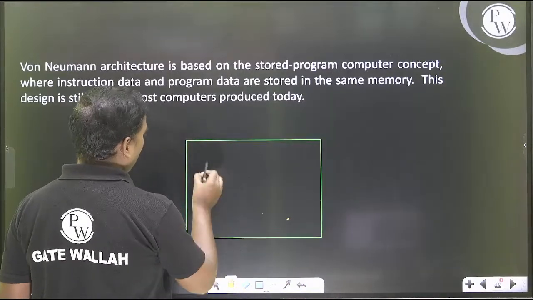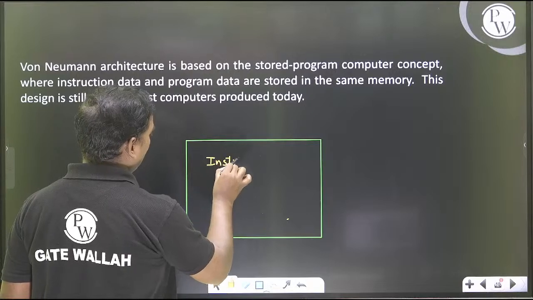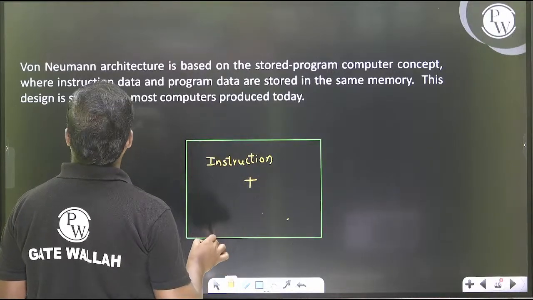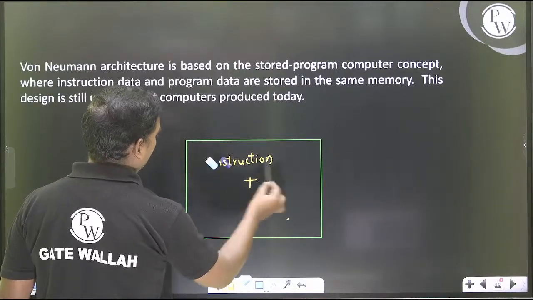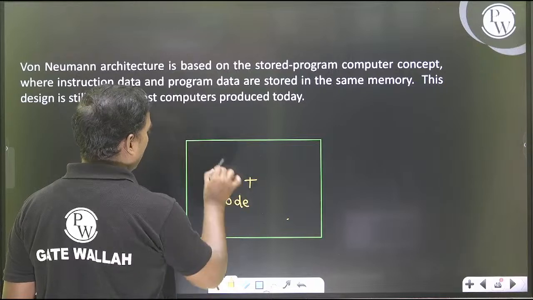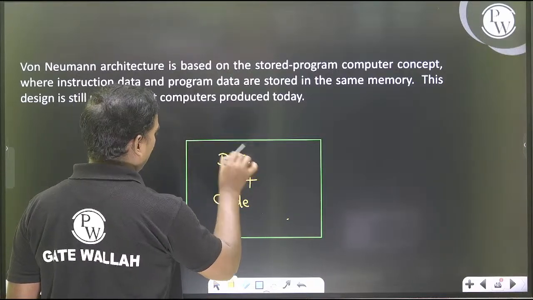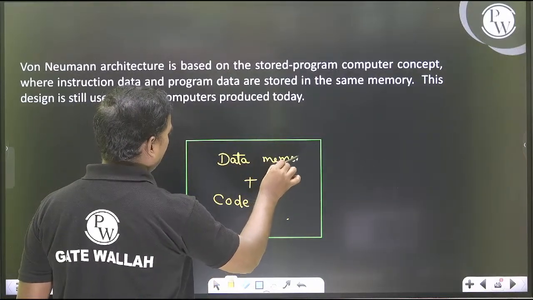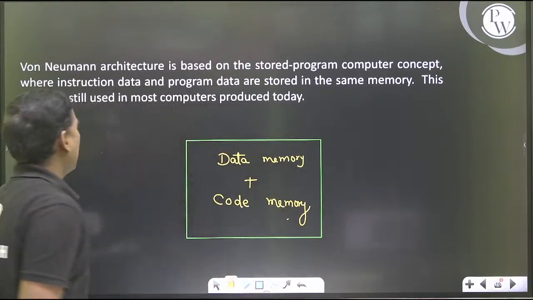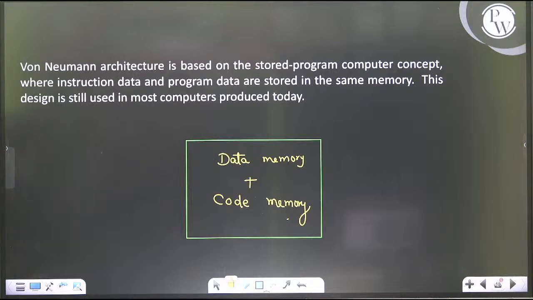So there is instruction plus data. Program data means code and data. So data memory and code memory are together. This design is still used in most general purpose computers. So what is the advantage of this? Is there any advantage or disadvantage with this? Can you tell me?